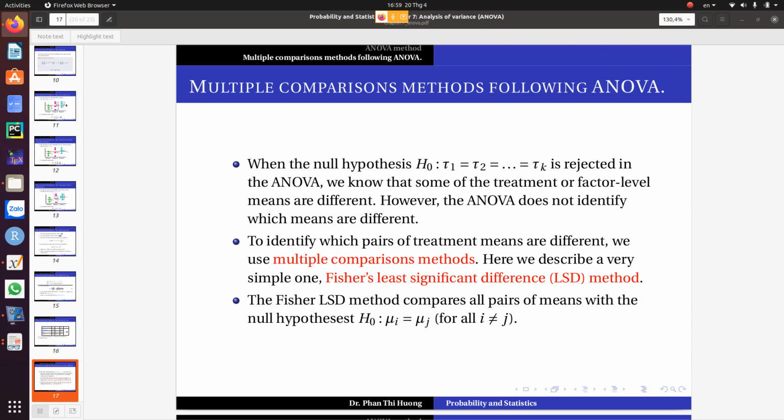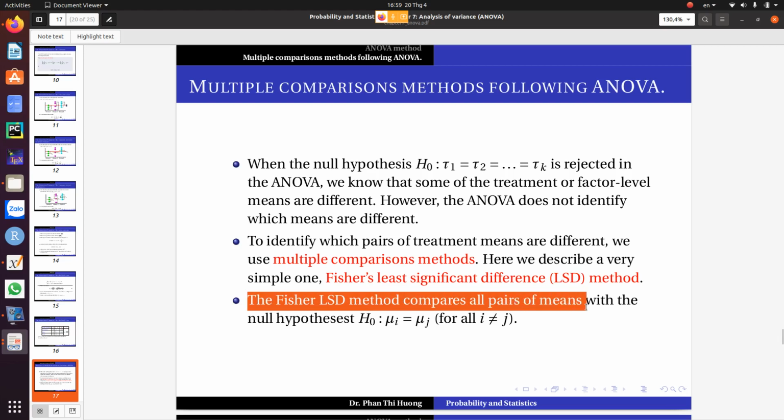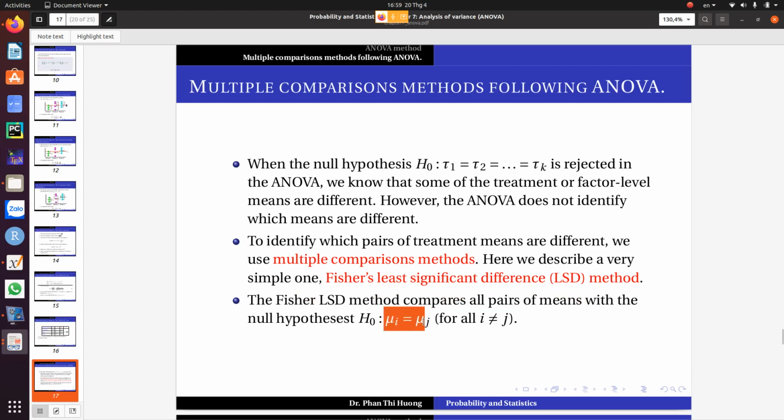Now there are several methods to do the multiple comparisons after ANOVA. But the easiest one I will introduce to you is Fisher's least significant difference method, or for short, the LSD method. Later we will see what the LSD method is and why we call it the LSD method. In summary, the Fisher LSD method tries to compare all pairs of the means, with the null hypothesis H0: mu i equals mu j, and alternatively mu i different from mu j. This is our target.